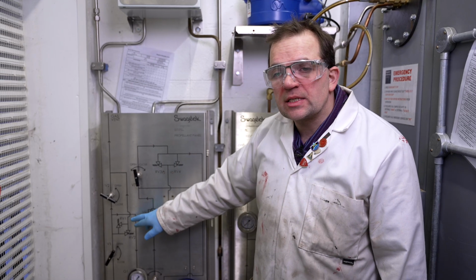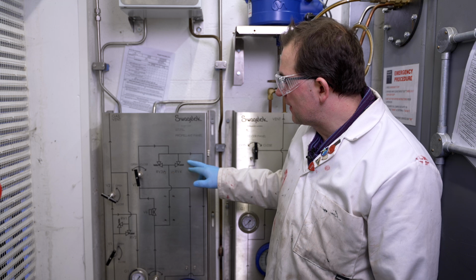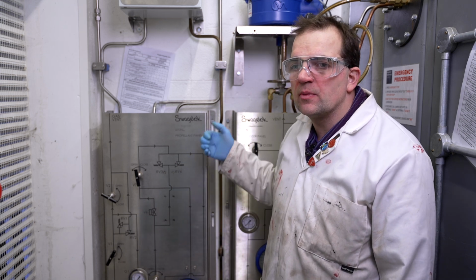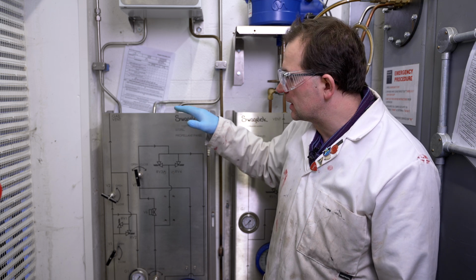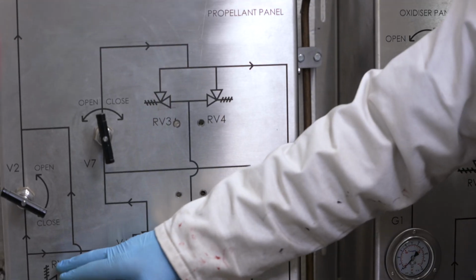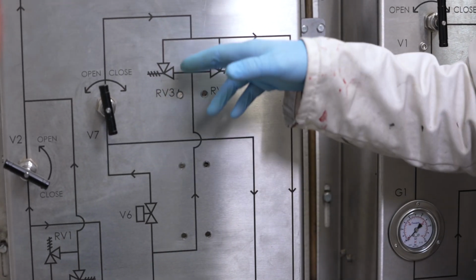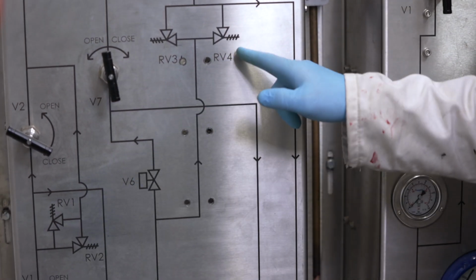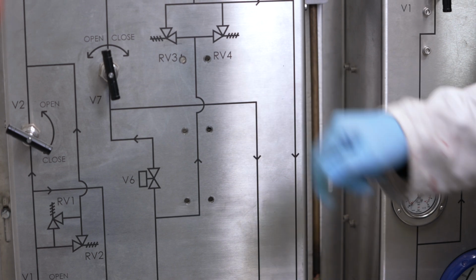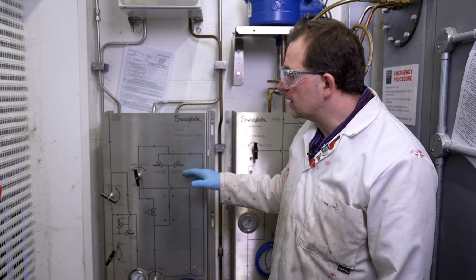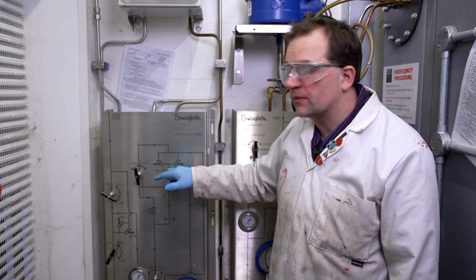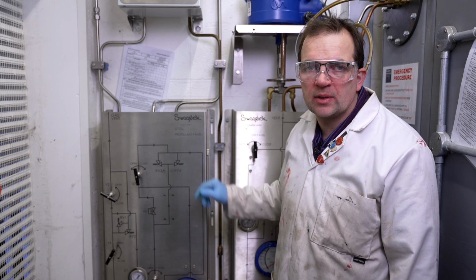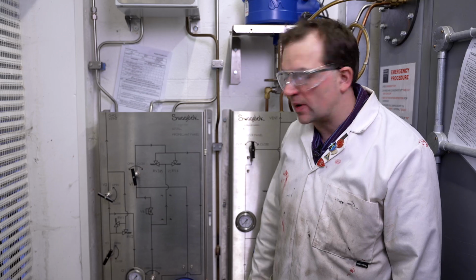So what you'll notice is that we have two sets of relief valves, and they will be set at a pressure for this particular panel. Now, in this case, we have set RV1 and RV2 at 31 bar, and we've set RV3 and RV4 at 32 bar. The idea being that if RV1 or RV3 fail to open, then we have backup relief valves as well.